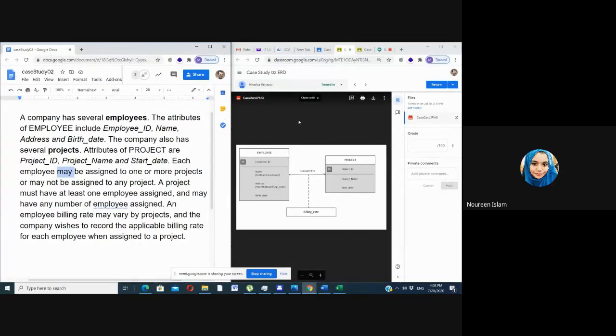Sir, billing rate should have employee ID and project ID inside it, because it says billing rate may vary by project. Yes, billing rate may vary by the project, but the relationship is between employee and project. Since the relationship is between employee and project, we can access employee ID and project ID from these two entities. So additionally we don't need to put anything there.